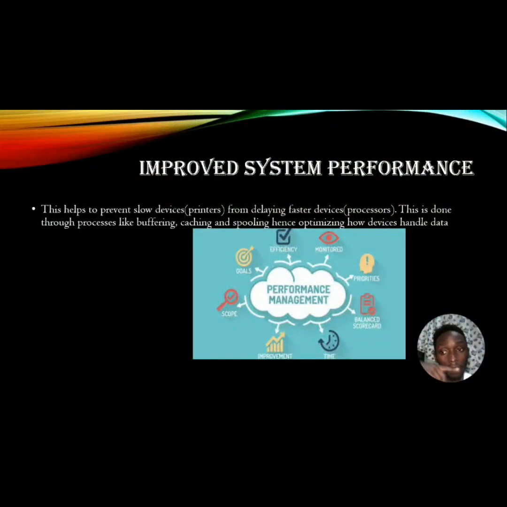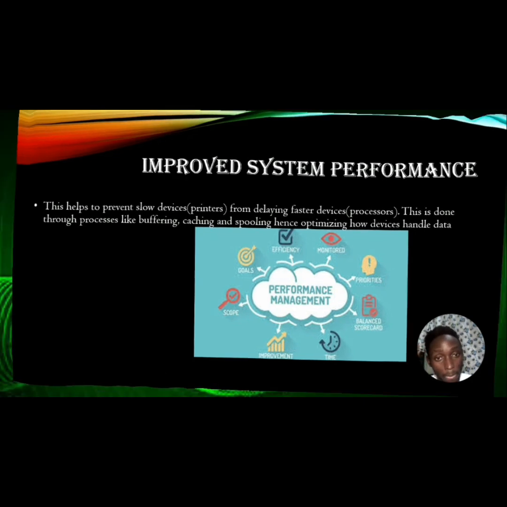Then we have improved system performance. This helps prevent slow devices like printers from delaying fast devices. This is done through the process of buffering, hence optimizing how devices handle data.